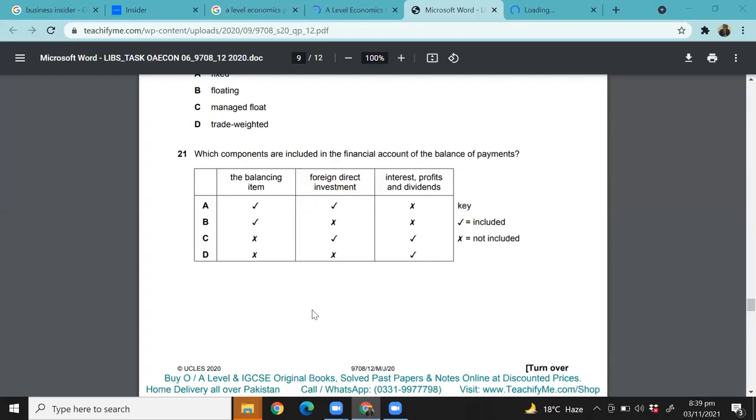Which components are included in the financial account of the balance of payment? The balancing item, foreign direct investment, the interest, profit, and dividends.